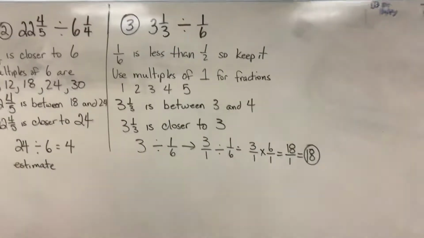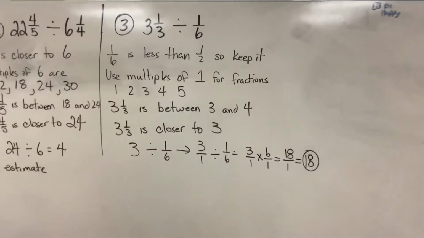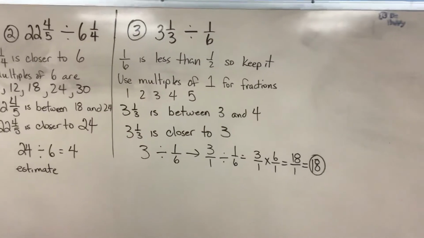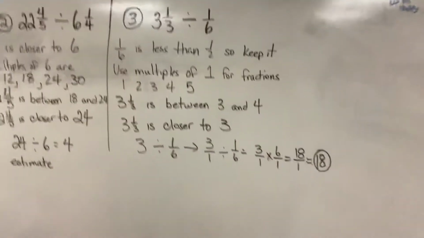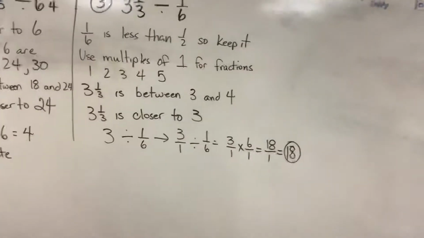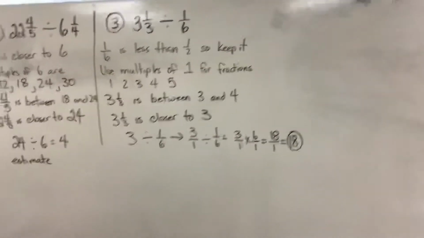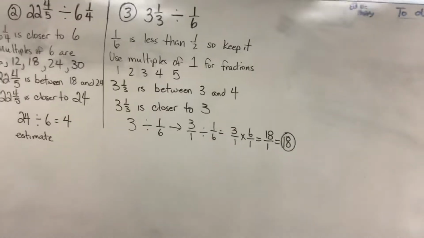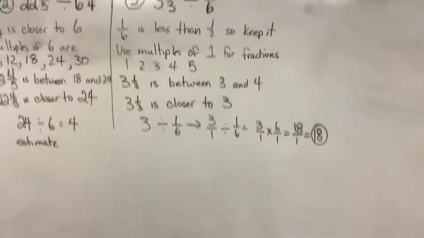I know 3 1/3 is between 3 and 4. Ooh, I said that backwards. 3 and 4. Shame on you, Mr. Baldwin. 3 1/3 is closer to 3, so I'm going to divide the following. 3 divided by 1/6. Remember, it's an estimate, but I'm still dividing.